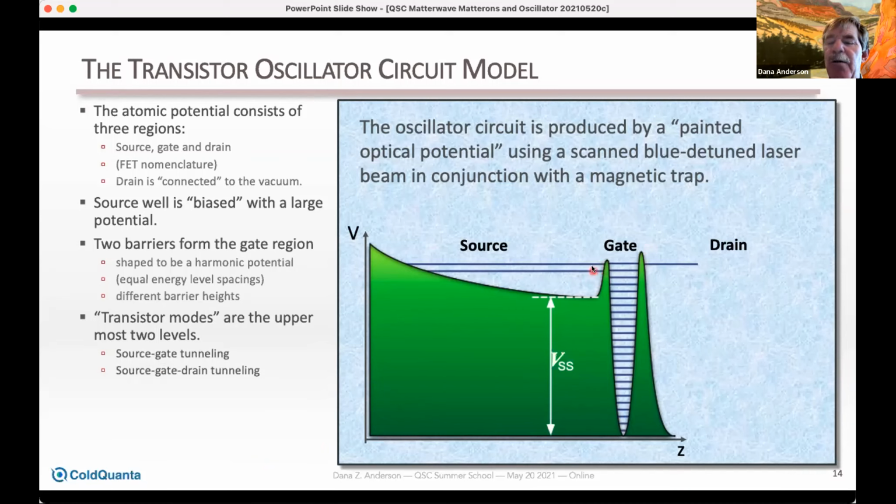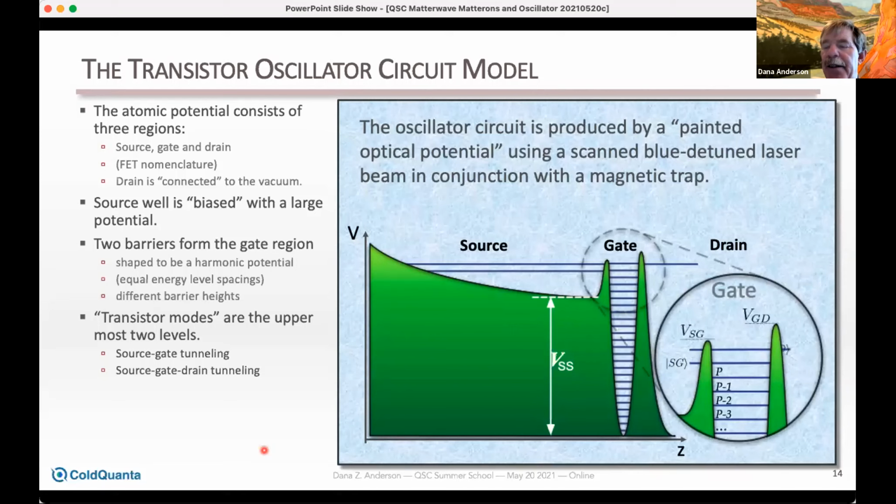We call these last 2 levels the transistor modes of the system, because the tunneling through these barriers is large enough only at the very tip of these barriers to couple the gate to the source and drain wells. So this is our model: we have a broad source well with lots of levels, the drain has an infinite number, and the gate levels are harmonic until you get the very last 2, which we call the transistor modes.